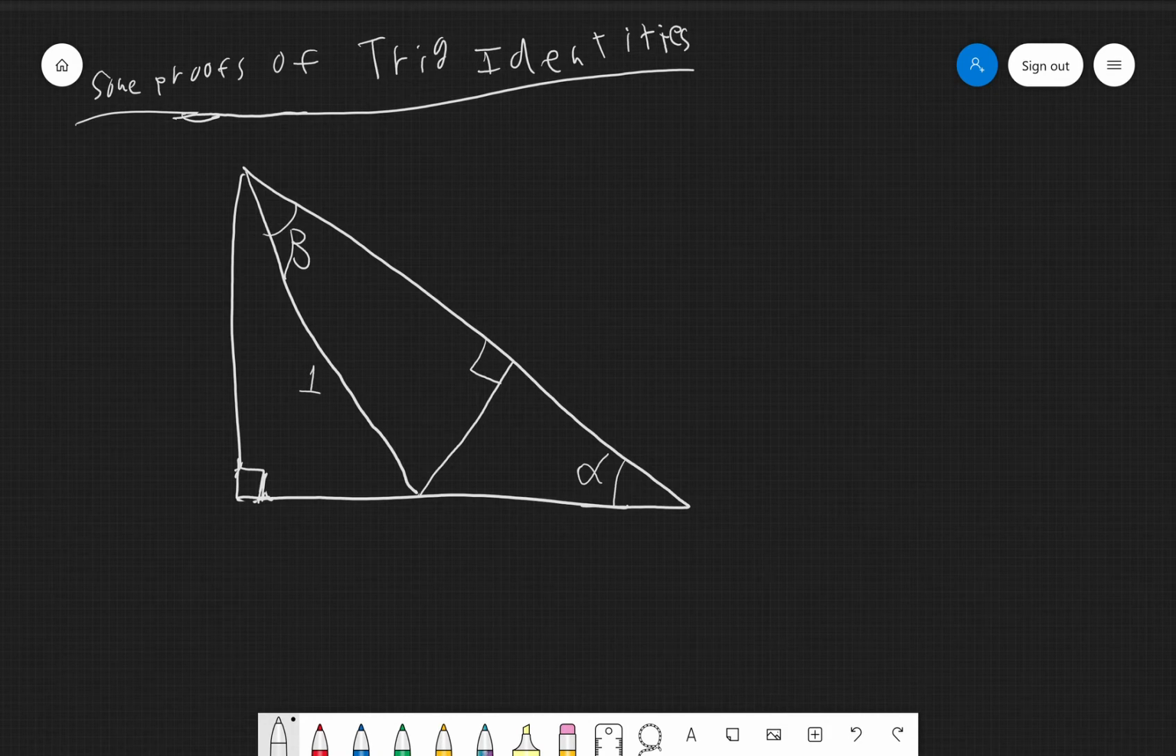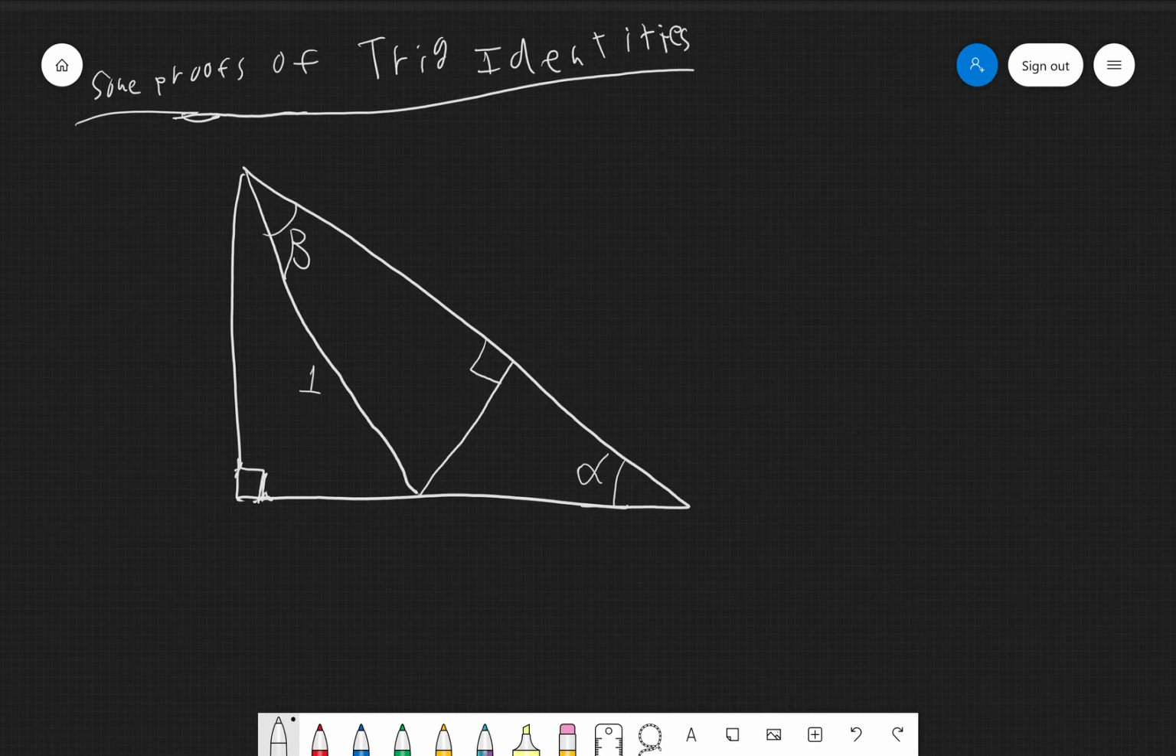Because this hypotenuse is 1, we have a triangle with 3 triangles in it, and these are the right angles. So then this is also a right angle. Now this one is length 1. So if we know the other angles, we'll be good to go.